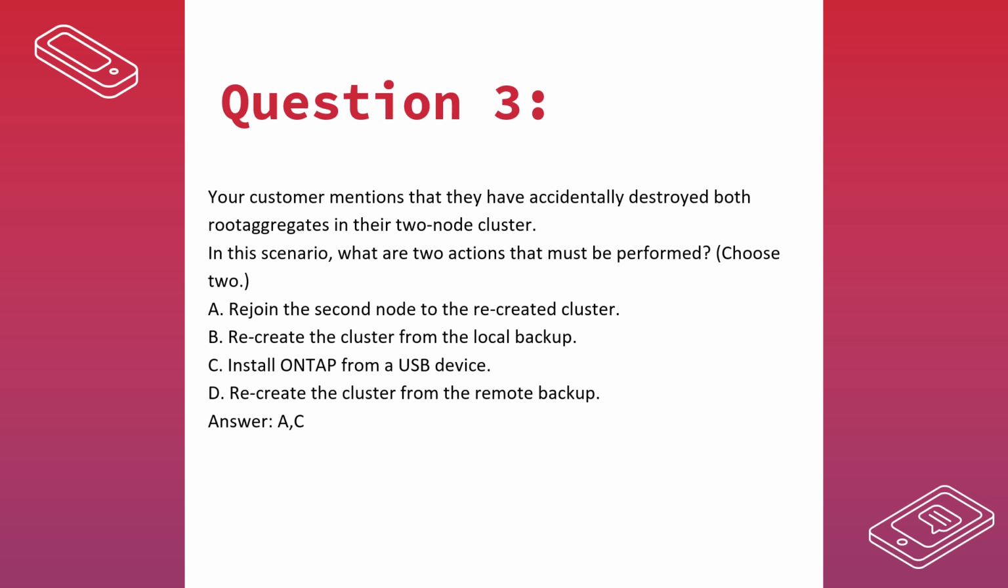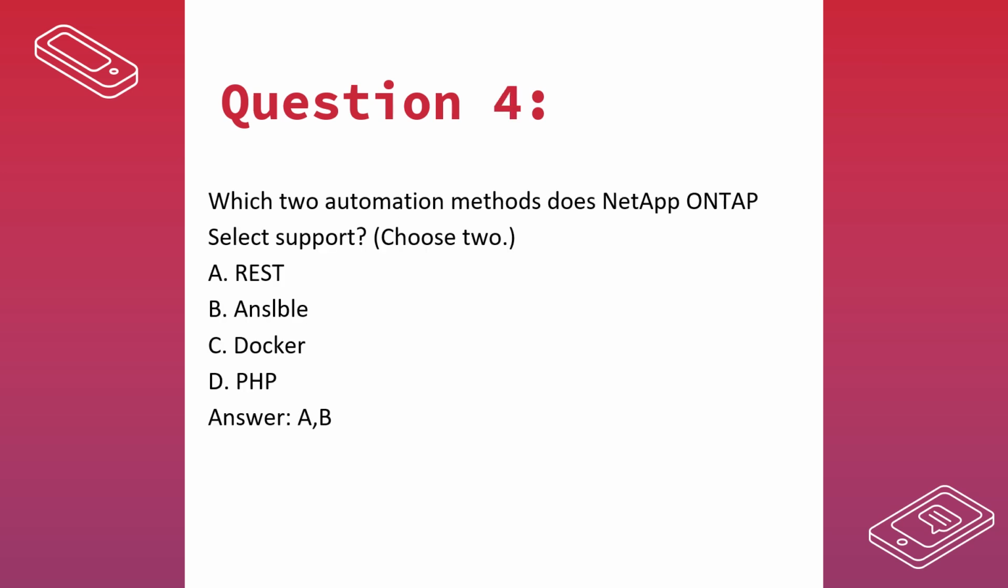3. Your customer mentions that they have accidentally destroyed both root aggregates in their 2-node cluster. In this scenario, what are 2 actions that must be performed? Choose 2. A. Rejoin the second node to the recreated cluster. B. Recreate the cluster from the local backup. C. Install ONTAP from a USB device. D. Recreate the cluster from the remote backup. Answer: A, C.